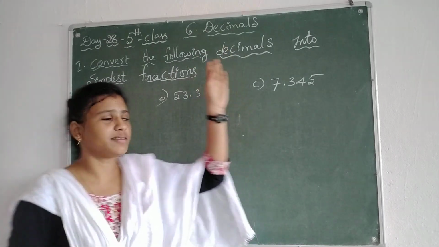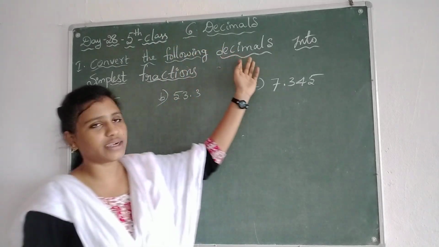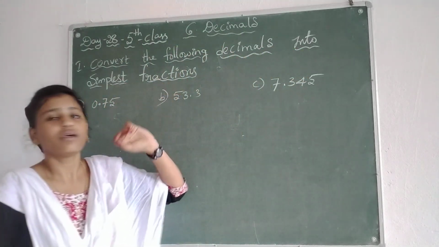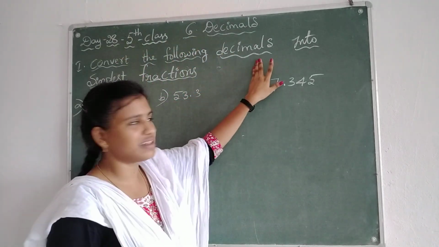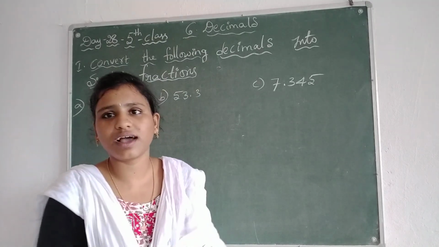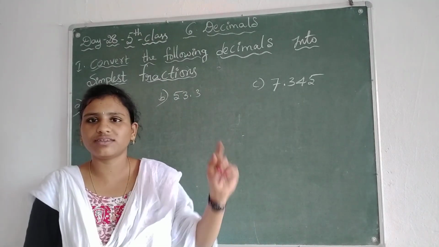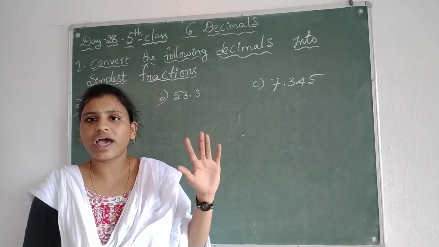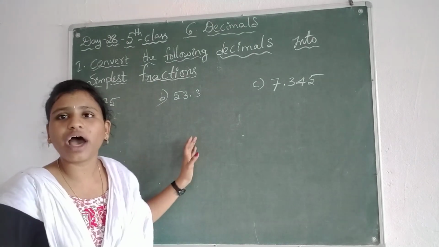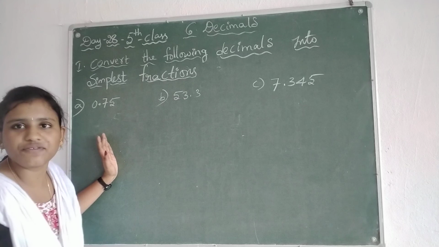The topic is: convert the following decimals into simplest fractions. So convert the following decimals into smallest fractions. In the previous class we learned about converting decimals into fractions. We just wrote the fractions, right? But here, after writing the fraction, you have to simplify the fraction. Okay. Let's see the first sum.